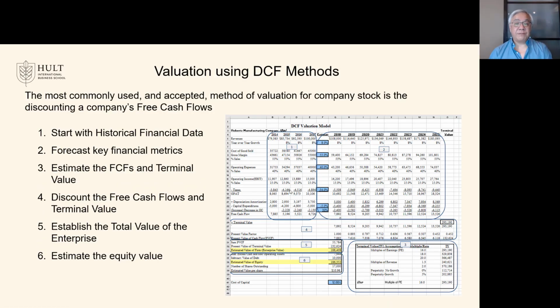Here you see the valuation model that we'll be using for valuation of the equity in the company. First, we gather historical financial data. Second, we'll analyze the historical data, and that in combination with our expectations for the future will lead us to some projections. Third, we will estimate the free cash flows and the terminal value of the company. Fourth, we'll discount those free cash flows and terminal value to get to an enterprise value. Fifth, we will then establish the total value of the enterprise with some adjustments. And then finally, we'll subtract out the debt to get to equity value.